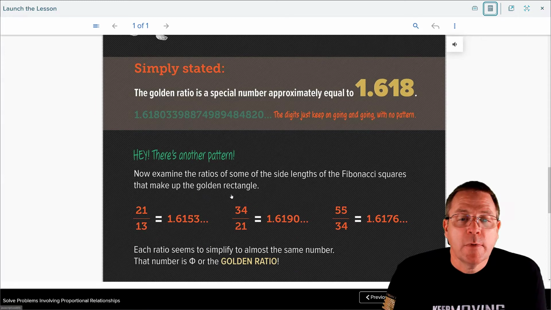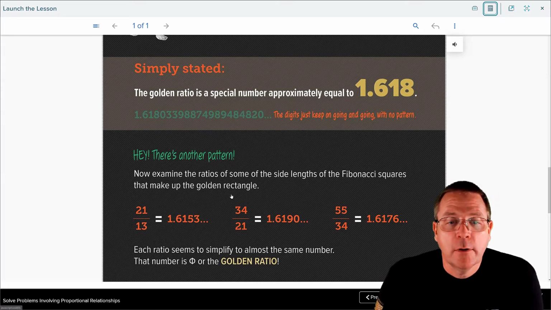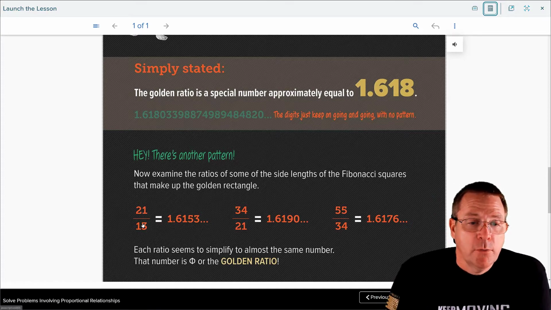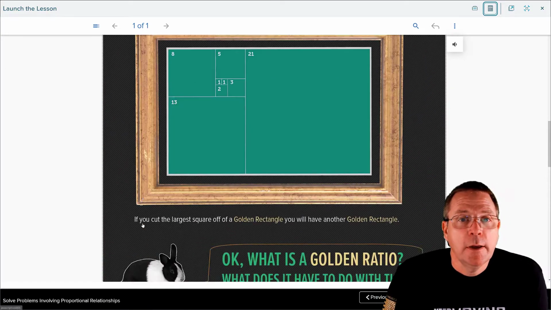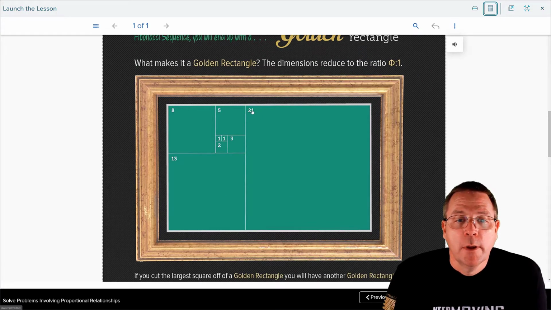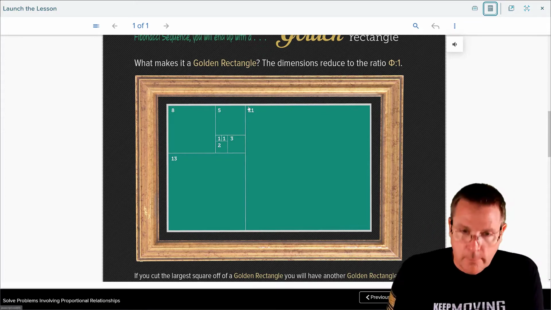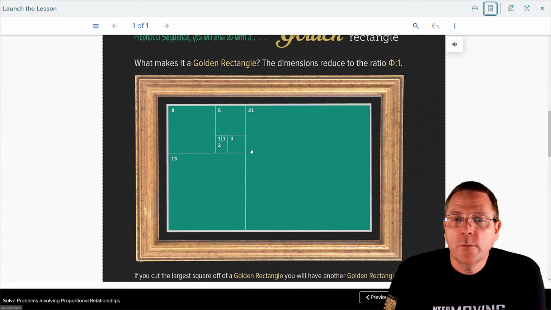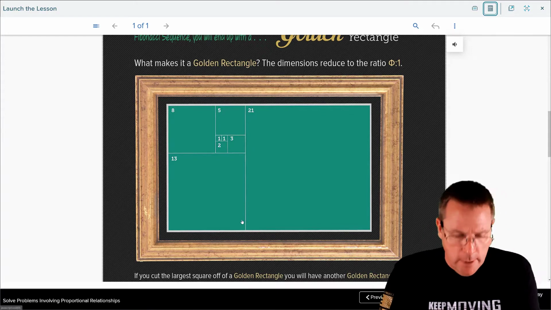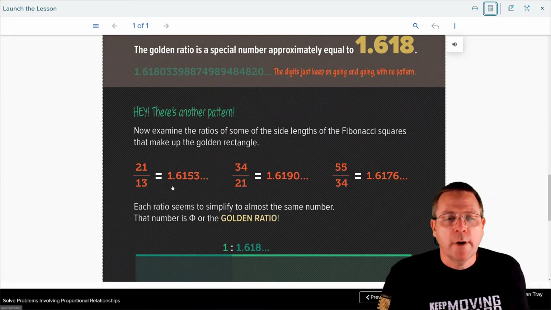Now we're going to examine some ratios of some of the side lengths of the Fibonacci squares and make up a golden triangle. If you were to take 21 divided by 13, and let's look where they got this from, you have a length of 21 this way, and the 13 comes from here. So if you did the 21 divided by 13, you get the Fibonacci sequence.